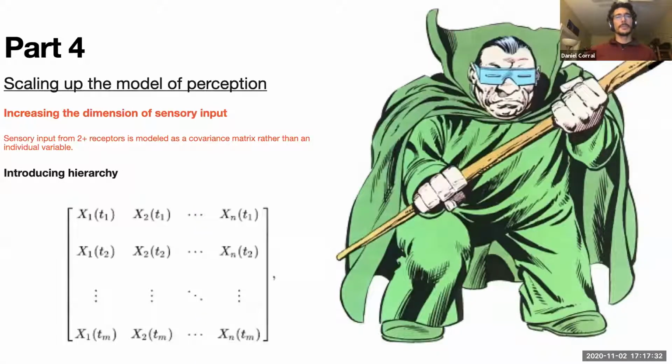But jumping on, so I do not spend too much time on all this, we start to scale up our model of perception. We start to increase the dimension of sensory input. Sensory inputs from two or more receptors become modeled as a covariance matrix rather than a single variable. So things start to get extremely more complicated. Instead of having one number as our light source, for example, we have the connections between these two numbers, and it's always a square because there's the same number in either direction. So we have these receptors that are combining to give a more full image of whatever it is we're perceiving.